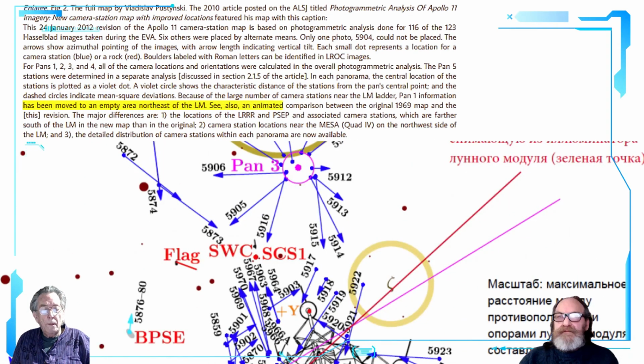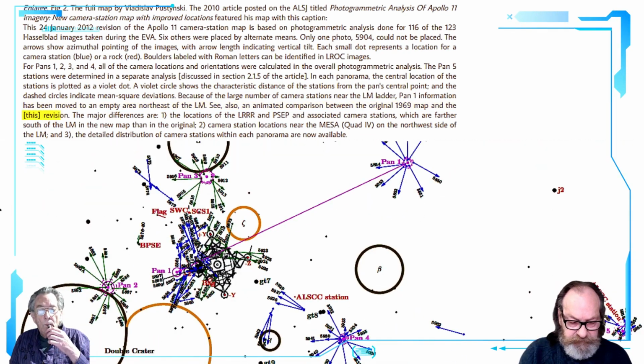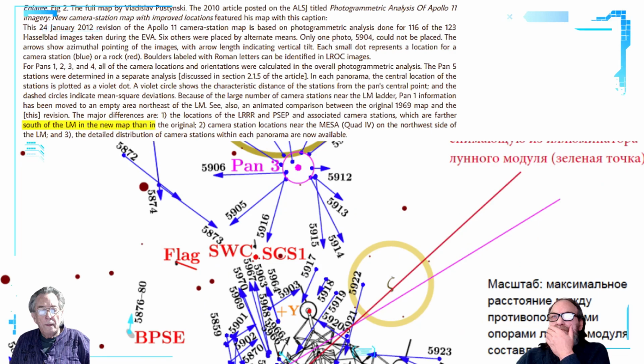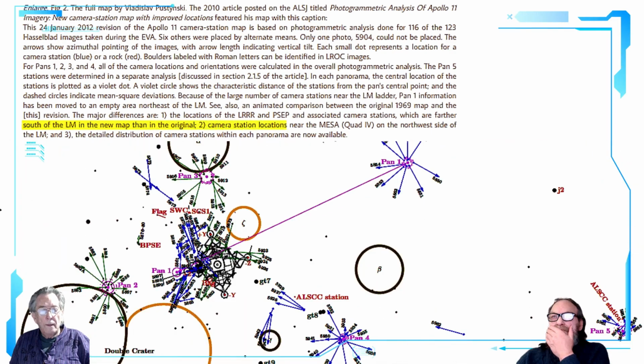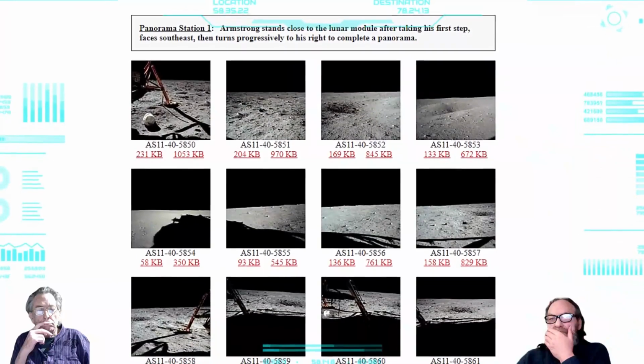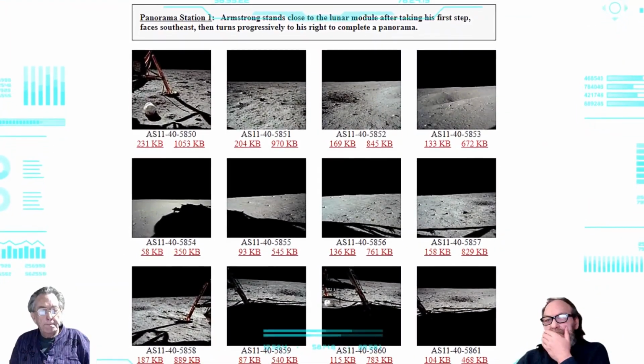See also an animated comparison between the original 1969 map and this version. The major differences are: 1. The locations of the LRRR and the PSEP and associated camera stations, which are farther south of the limb in the new map than in the original. 2. It has two camera station locations near the Mesa Quad 4 on the northwest side of the limb. And 3. The detailed distribution of camera stations within each panorama are now available. That's where they got this information from, because it wasn't available before.